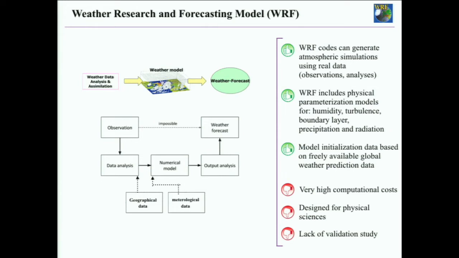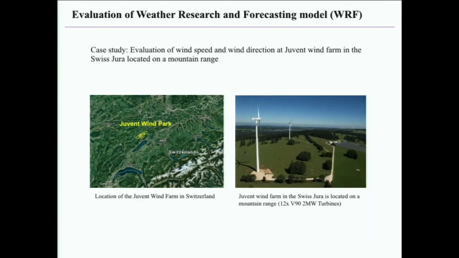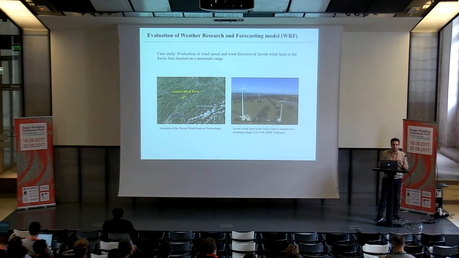So we tackle this problem, and we start to have the validation, and we check the evaluation of the forecasting of a very complex area in Switzerland, and we try to find the answers, the results. So what we did actually, in Juvent in Switzerland, there are 12 small wind parks with 12 Vestas 2-megawatt turbines, and each of them has an anemometer equipped with supersonic sensors for measuring the weather conditions and wind speeds.